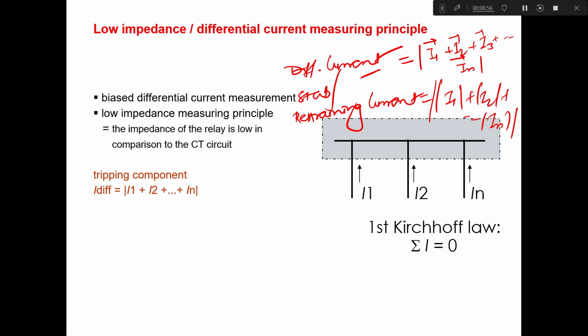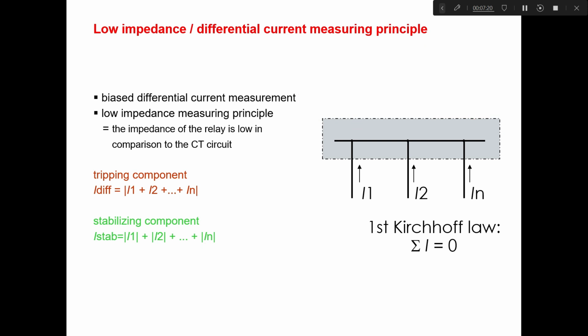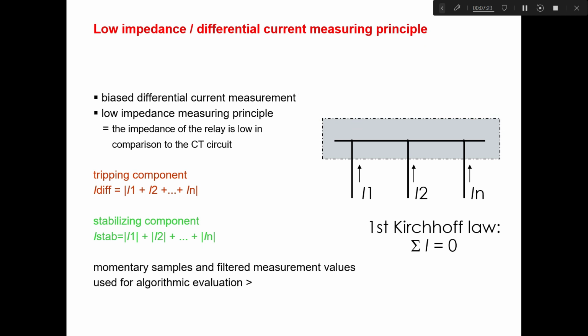So basically you will have two currents. One is the differential current, which is the magnitude of the vector sum of I1, I2, I3 up to In, and then the stabilization current, which is the sum of the magnitudes of I1, I2, I3 up to In. The difference is that in one you take the vector sum of all currents and then take the magnitude, while here it is the scalar sum of the magnitudes of all the currents. So how is this determined? Basically the momentary samples and filtered measured values are used for algorithmic evaluation.